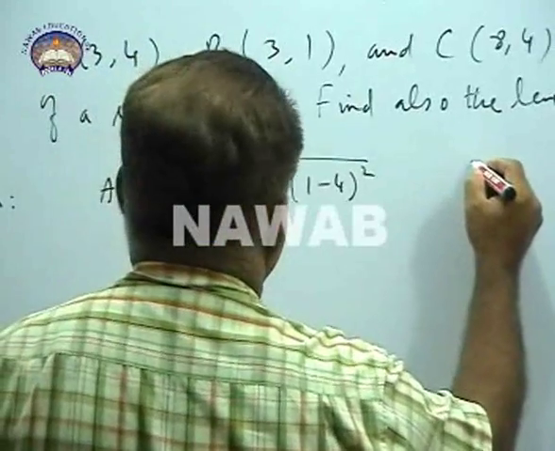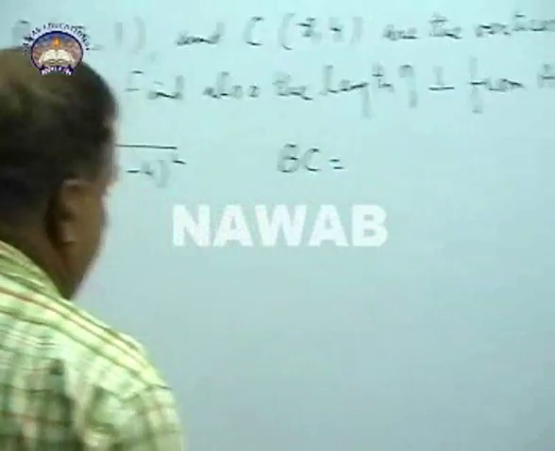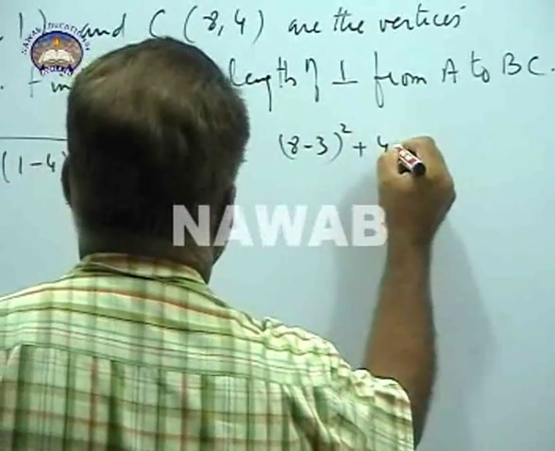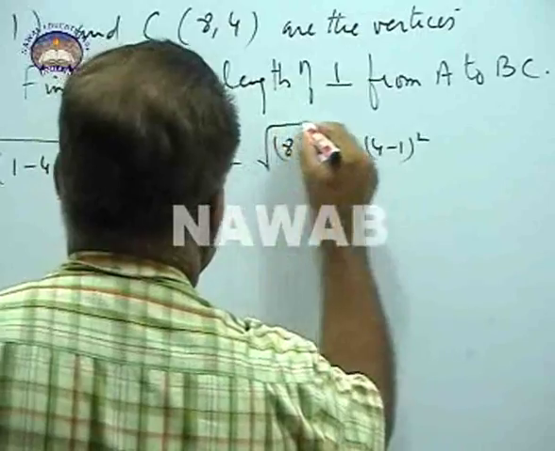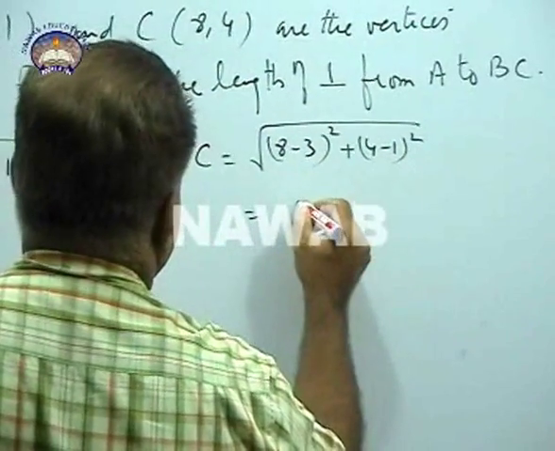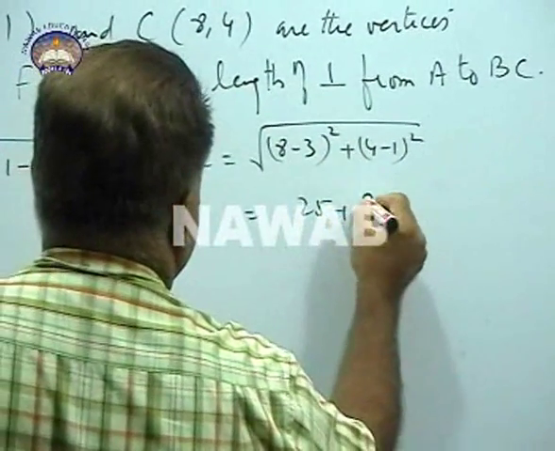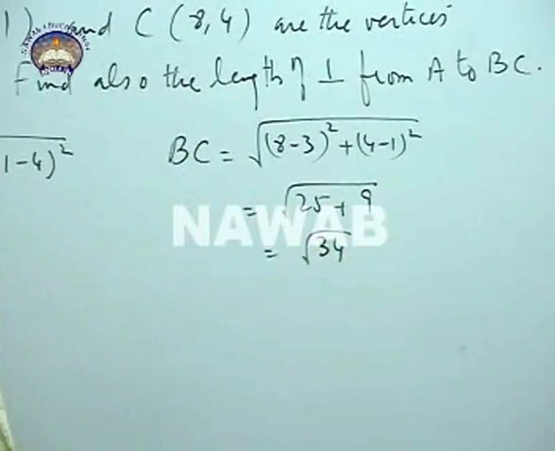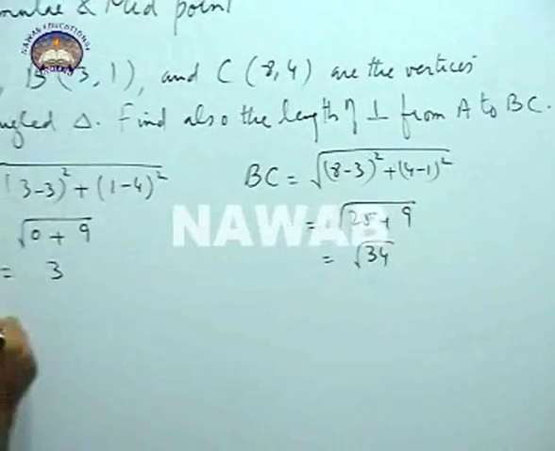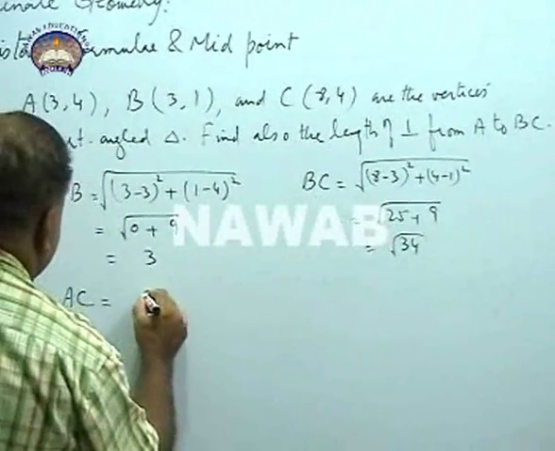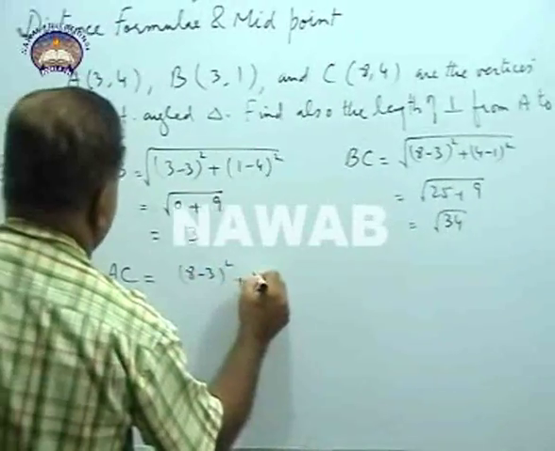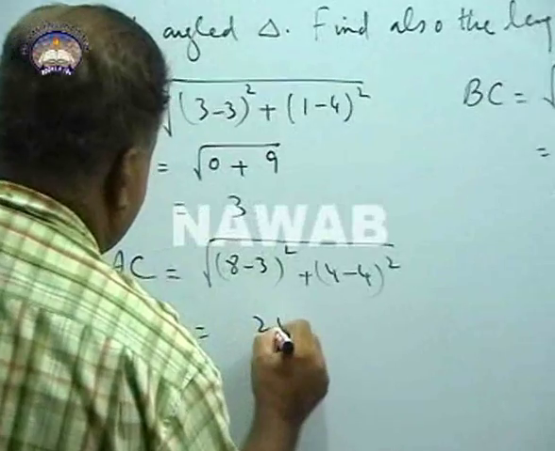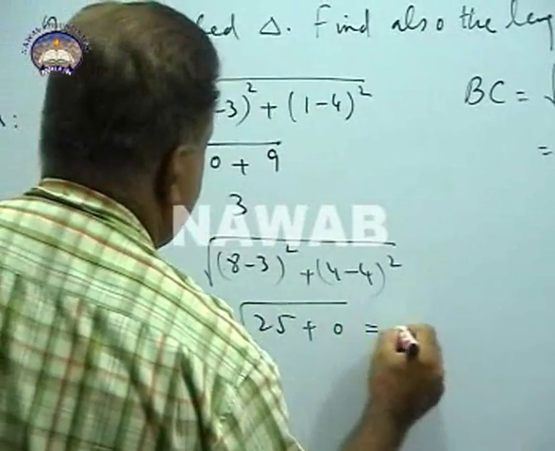Then we find the distance of BC. So BC distance will be (8 minus 3) whole square plus (4 minus 1) whole square, whole under root. Again this is 5 whole square, which is 25, plus 9, under root, so this is square root of 34. And third distance AC, (8 minus 3) whole square plus (4 minus 4) whole square, whole under root. Again this is 25 plus 0, so it is 5.